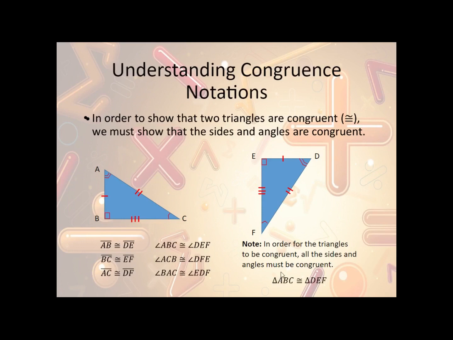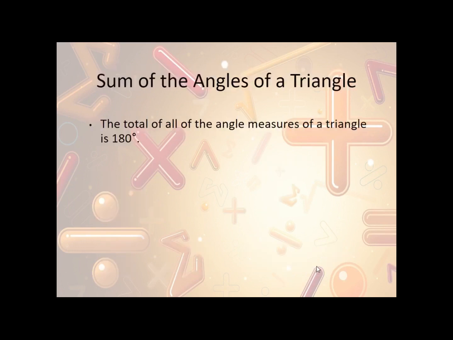So we can now say that triangle ABC is congruent to triangle DEF. Now, one of the properties of triangles says that the total amount of all the angles should end up being 180 degrees. So for instance, we have a triangle here. This one's 90, 60, and 30. If we add all those together, we get 180 degrees.